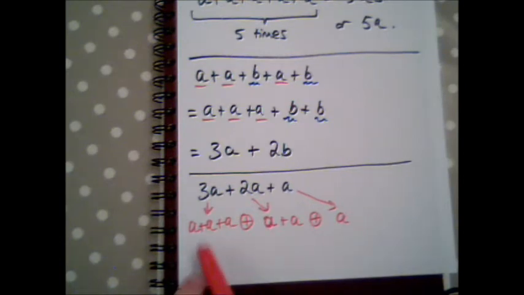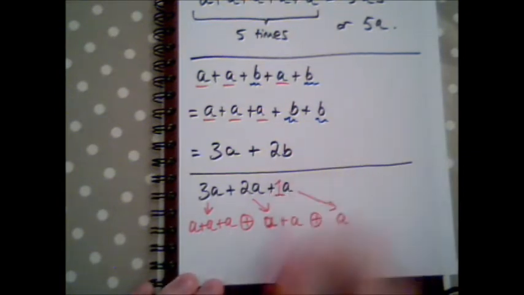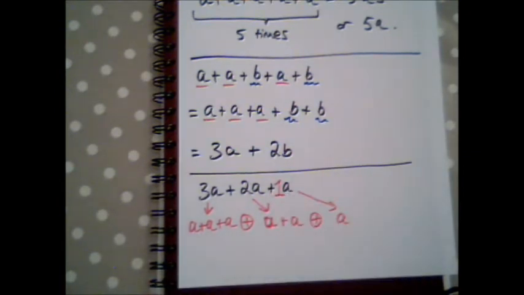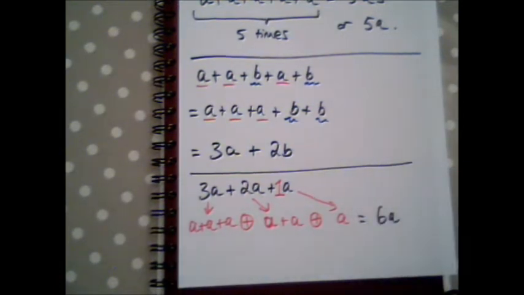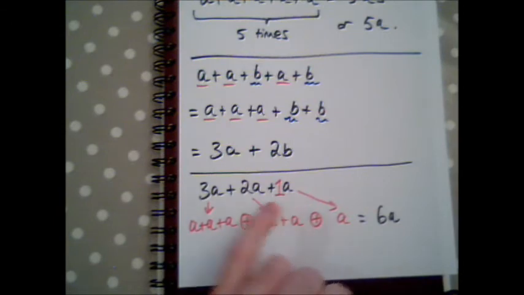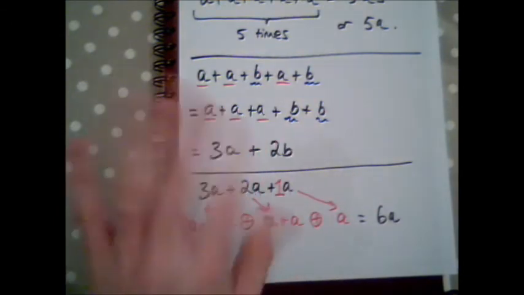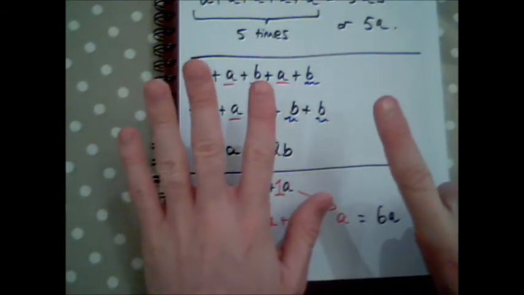So all together here we've got 3 A's and 2 A's and 1A. If you want, you can write in that phantom 1 that wasn't in the question. So 3 A's and 2 A's and 1A, and that's just 6A. You can see from looking at the numbers in front, I have 3 A's and 2 more A's and 1 more A, that gives me 6 A's altogether.